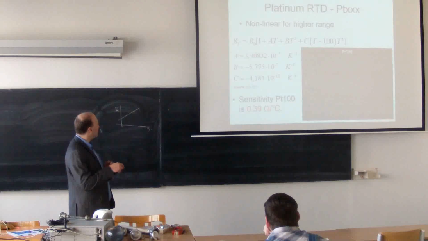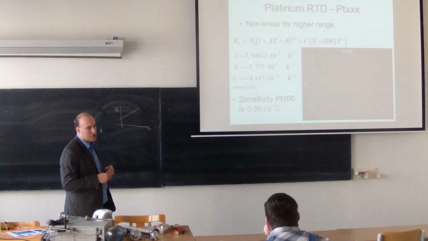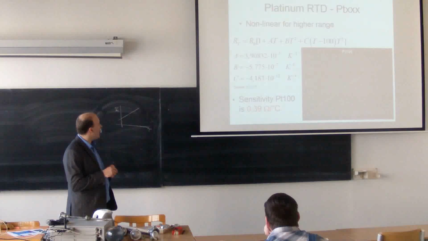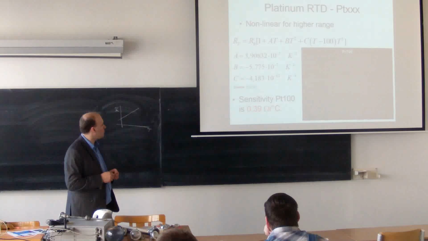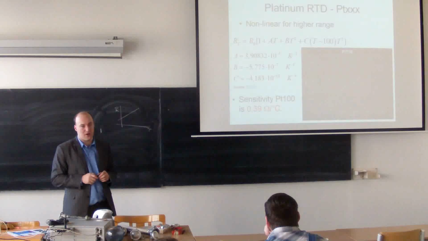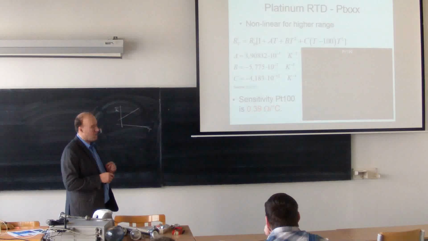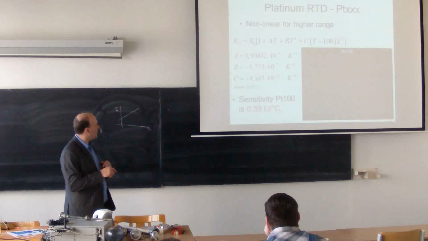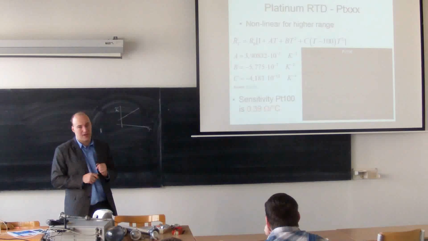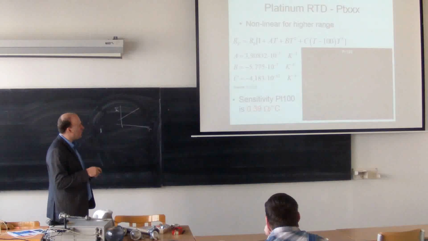If you look at the description of the equation here, the values of the coefficients, you can see that A is 3.9 times 10 to the minus 3, but those other coefficients are both about 5 orders of magnitude smaller. So if the temperature range is small, then it's no problem to use just the first coefficient and to assume that this is the linear element. For bigger ranges, you have to use more coefficients.